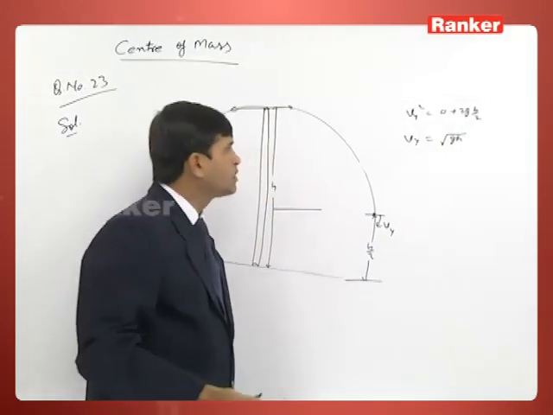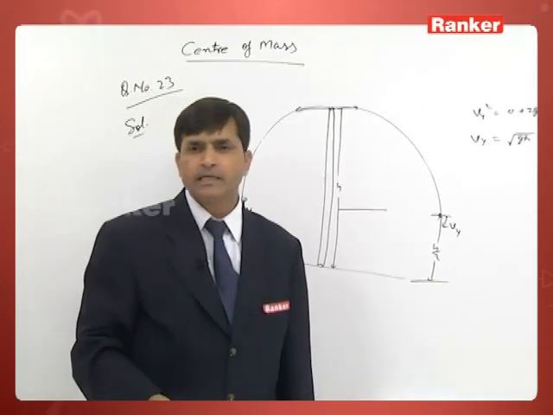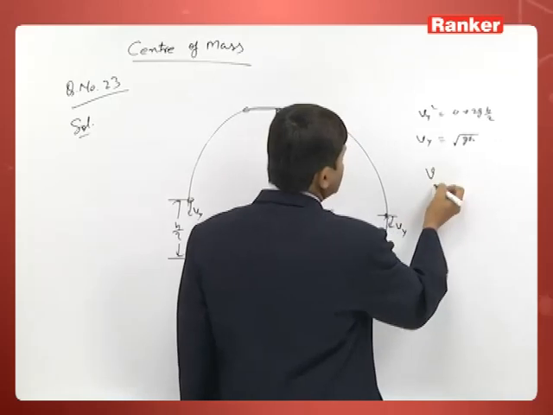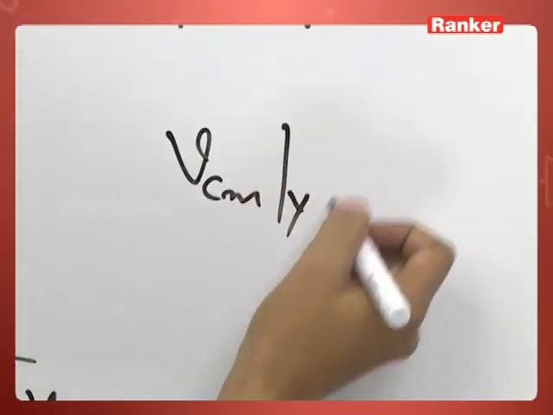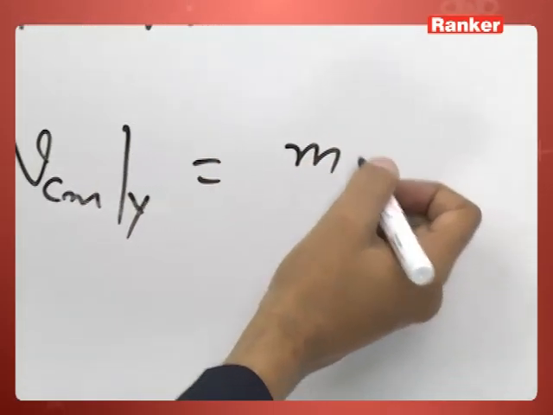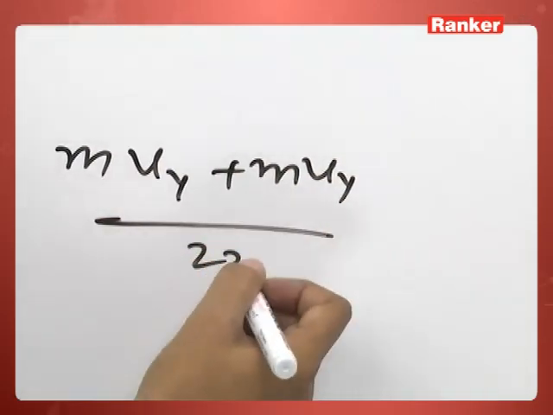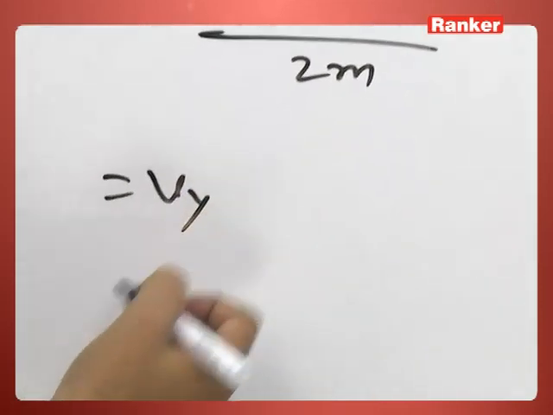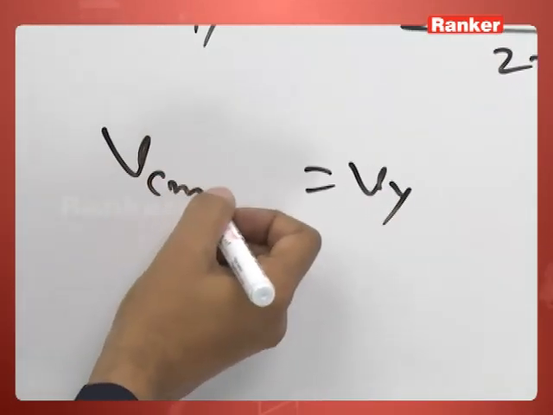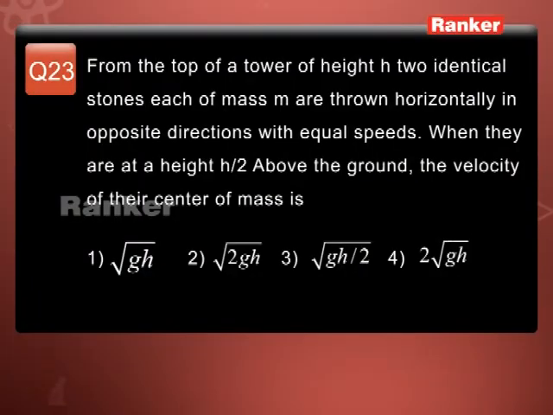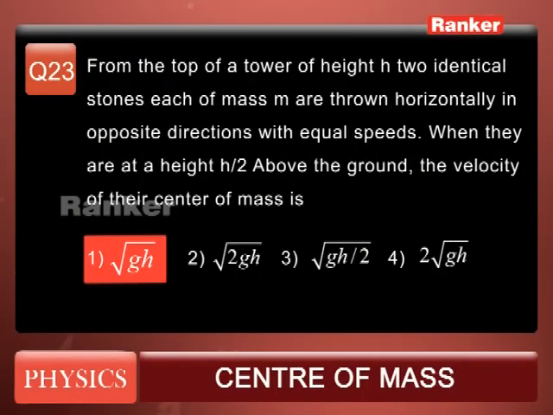Both have velocity root gh in the downward direction. So the velocity of center of mass along the y direction is m into Vy plus m into Vy by the total mass 2m, which is Vy, and that is equal to root gh. So our correct answer is option number first.